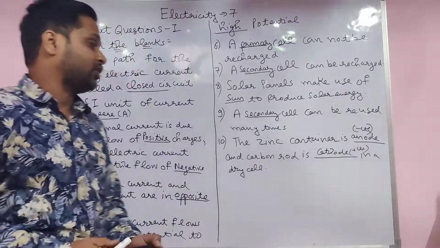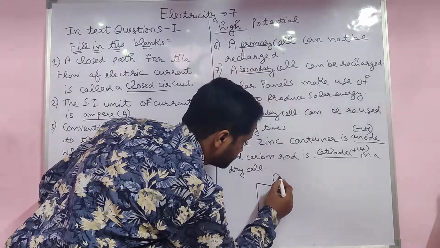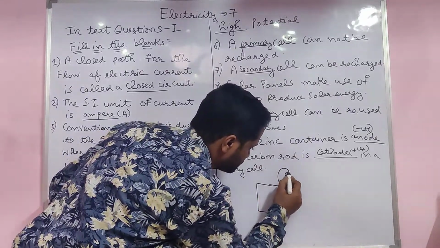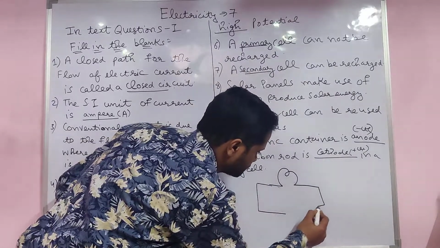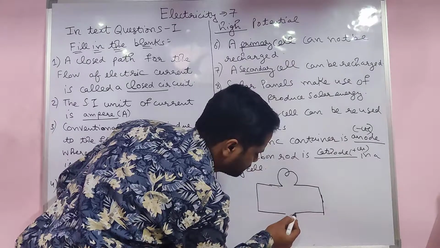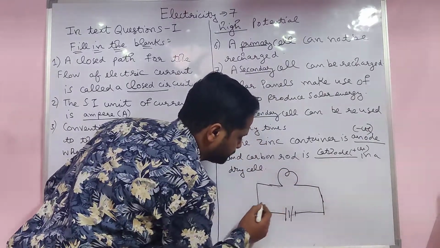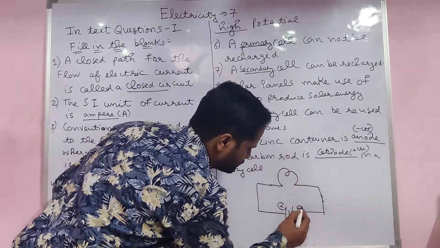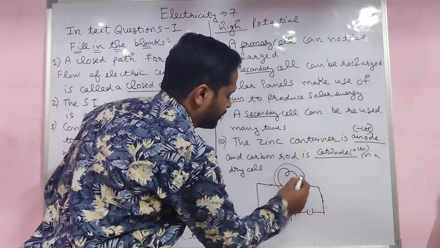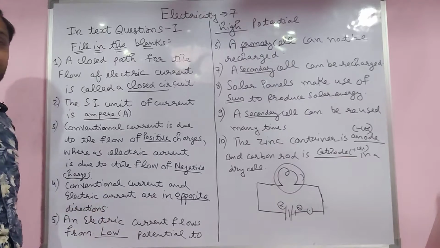A circuit diagram is there. You already know about the circuit diagram. See, this is the battery and bulb. Here you put the key, then the bulb starts glowing. A closed circuit is there.